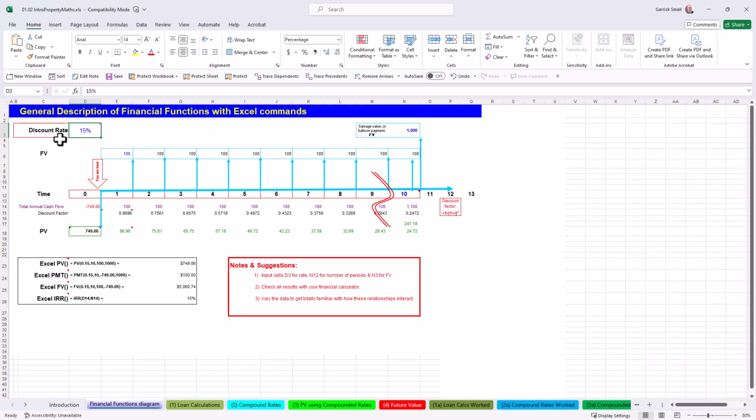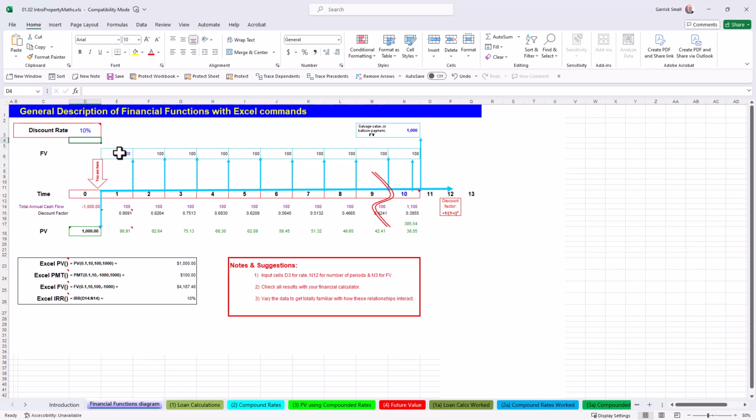Here we're starting with a discount rate of 15%. This diagram is dynamic. In other words, if you change the blue numbers, all of the black numbers will change, or at least those ones that are affected by the particular blue number you're changing. I'm going to demonstrate that by changing the discount rate to 10%.